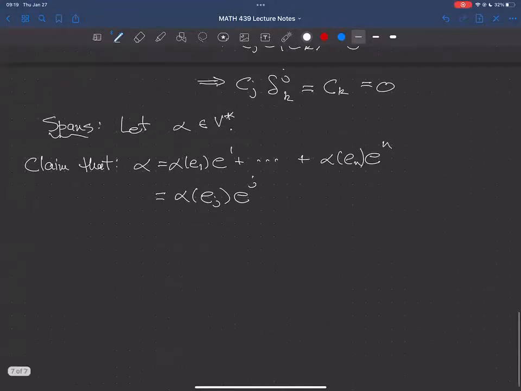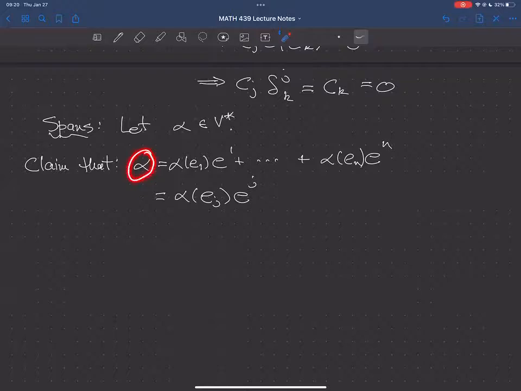So what do you need to do to show that it's true? You need to show that if I evaluate the left-hand side and the right-hand side on any vector in V, I get the same thing back. Because then they will be equal as elements of the dual space, because the dual space takes vectors in V and gives me numbers. So if I feed an arbitrary vector V into each side and I get the same thing, that shows that they're equal.